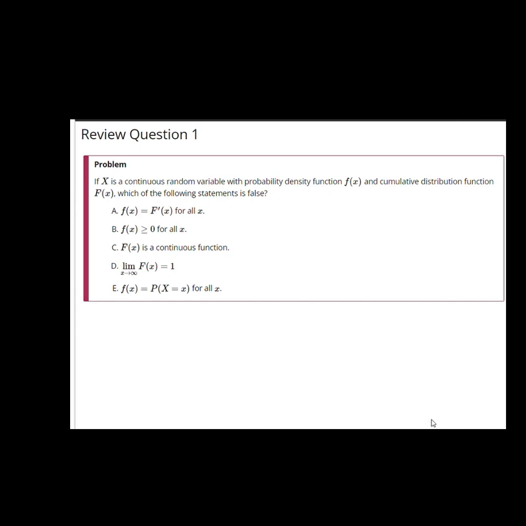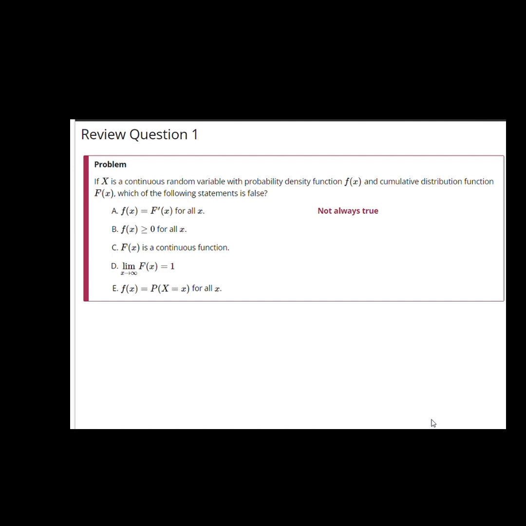Let's examine them one at a time. First, A. Capital F prime of x equals little f of x. We've seen that may be false for a finite number of values of x. In general, it's a true statement. But for example, in the case of the spinner PDF, there were 2 points, x equals 0 and x equals 1, where the derivative of F did not exist.